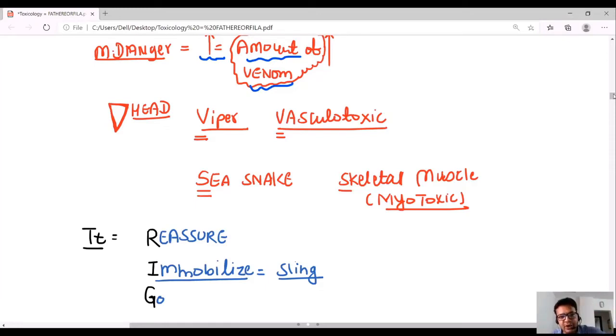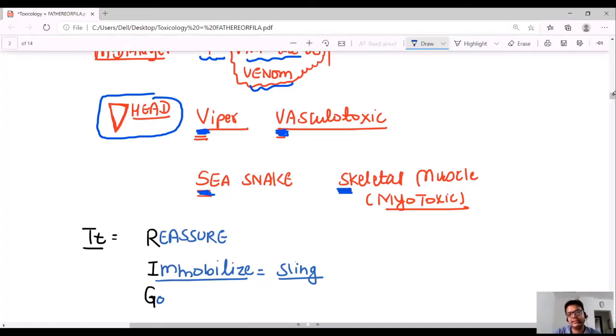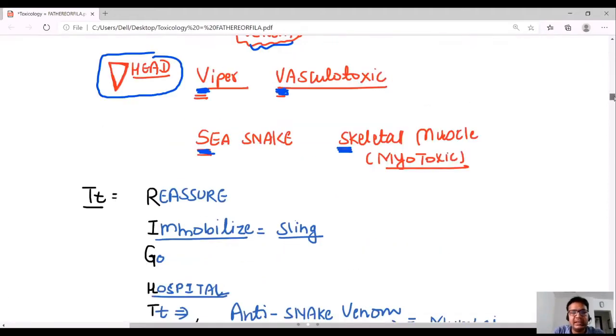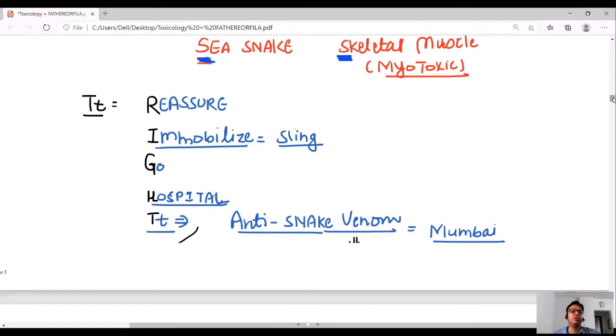V for viper, V for vasculotoxic. If we convert V, we have triangular head in viper, vasculotoxic. So here, cause of death will be vascular toxicity. S for sea snake, skeletal muscle paralysis, myotoxic, very simple. CCC, cobra, common krait, coma; VV, viper, vasculotoxic; SS, sea snake is skeletal muscle paralysis, myotoxic. Triangular head is seen in viper.